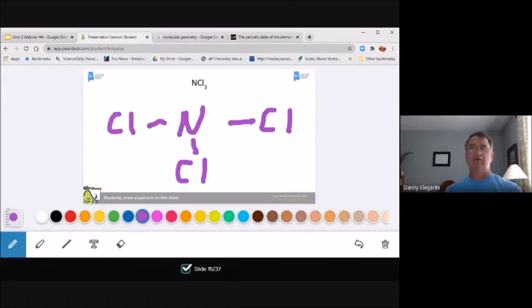And then the very last step is you would make a double or triple bond if it helps, if it's needed. If it's not needed, if you've put down electrons and everything looks great, everybody has 8, then there's no need to make a double or triple bond.